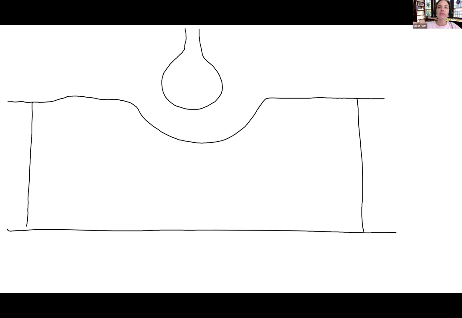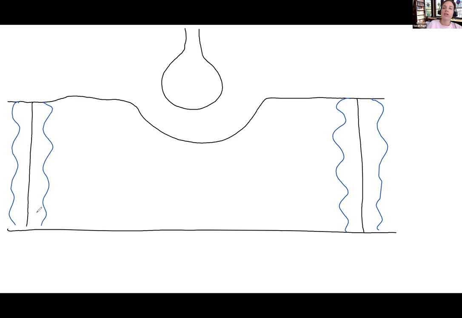On either side of those T-tubules are something called terminal cisternae. And these store calcium. So I'll try to keep the terminal cisternae blue, and I'll also try to make sure when I write calcium, I write it in blue. So these are storing our calcium.